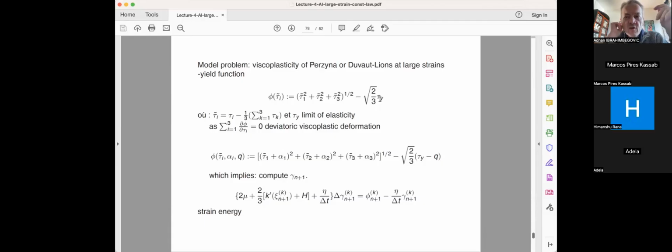If you have plastic incompressibility, given that JP is equal to 1, and JE is very close to 1 because the elastic deformation is very small, you can safely use this as the true Cauchy stress. The difference will be quite negligible for many situations in metals.